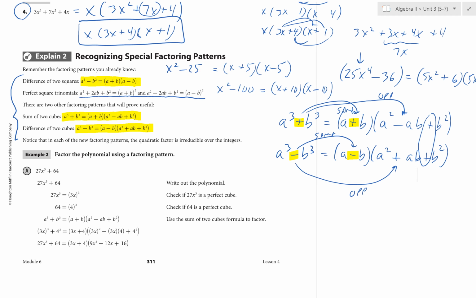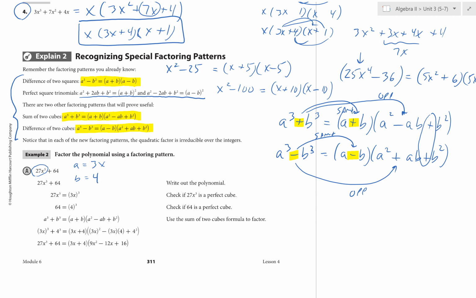Okay? If we look at example A, they've got that worked out for us. But here's how my approach might be just a little bit different. First, I would suggest that we identify what is A. So what is being cubed for that first term? What do we have to cube to get 27x cubed? 3x. So A would be 3x, and then what are we cubing to get 64? 4. 4 times 4 times 4 is 64.